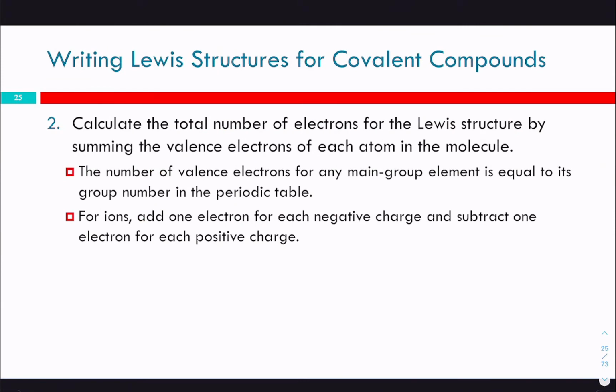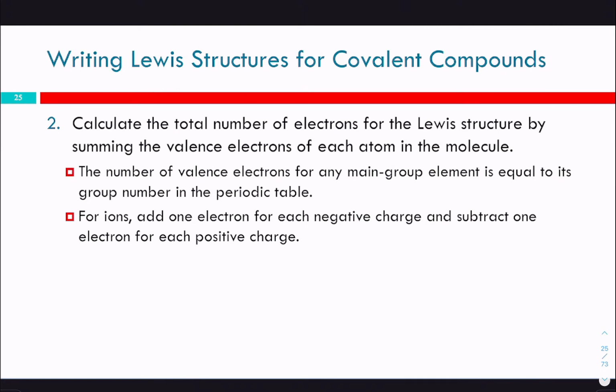So once you get your skeletal structure written out, then you want to calculate the number of electrons for the Lewis structure by summing or adding up all of the valence electrons for each atom in the molecule. For main group elements, aside from helium, we could just use the group number for the periodic table. For ions, you add 1 electron for each negative charge and subtract 1 electron for each positive charge.